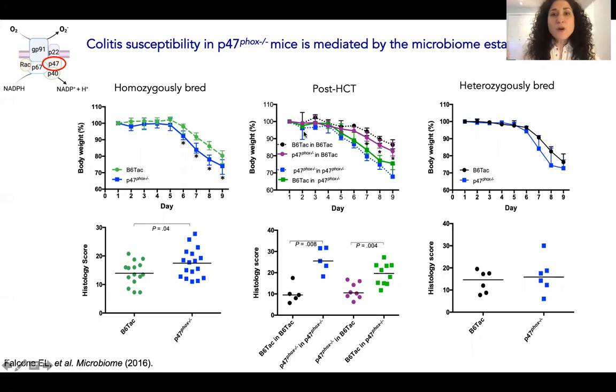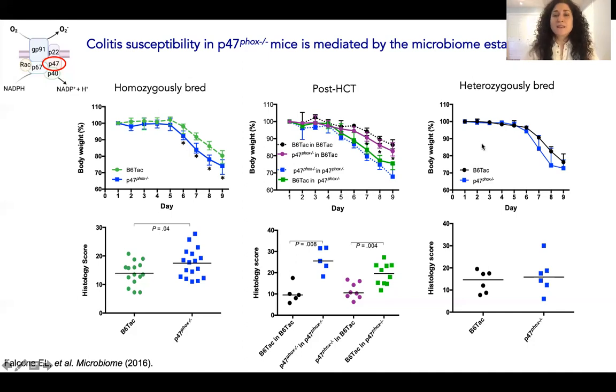When we tried to rescue this phenotype using bone marrow transplantation, we found that replacing the hematopoietic compartment in the P47 knockout mice with a wild-type bone marrow really did not reverse this phenotype. As you see here, similar to the P47 knockout mice, the P47 knockout mice transplanted with the wild-type bone marrow still lose just as much weight and still have just as bad histology scores in the context of DSS colitis.